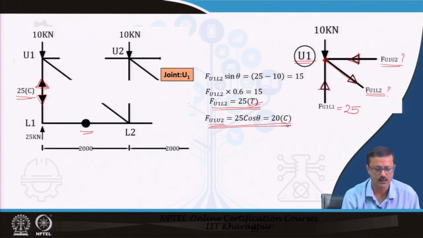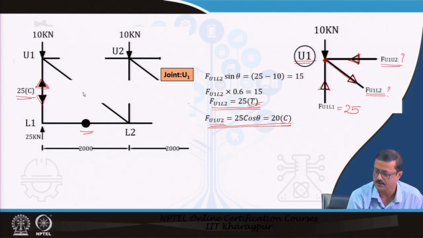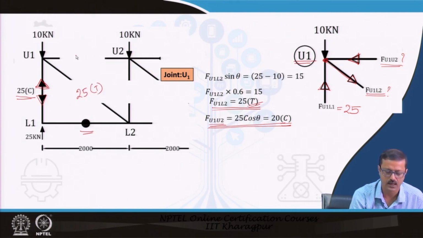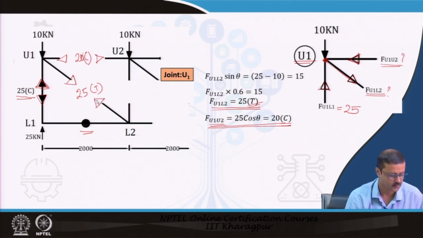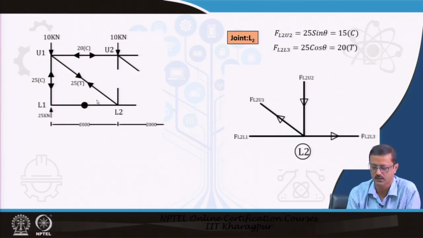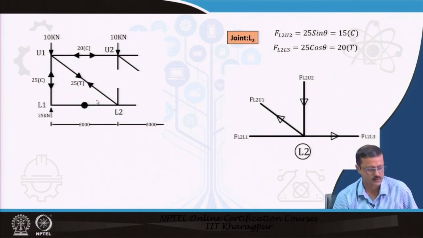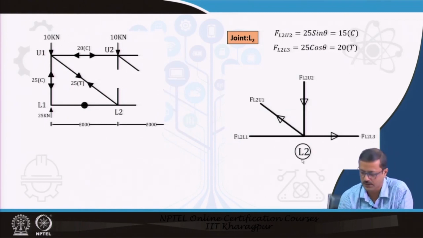So, I can now write these 2 unknown forces as 25 tension and 20 compression, and as it is compression the direction will be like this, as it is tension the direction will be like this, and let us see, it is like this. Okay, it is like this. So, now I can go to L2, sorry, L1 to L2, this force.